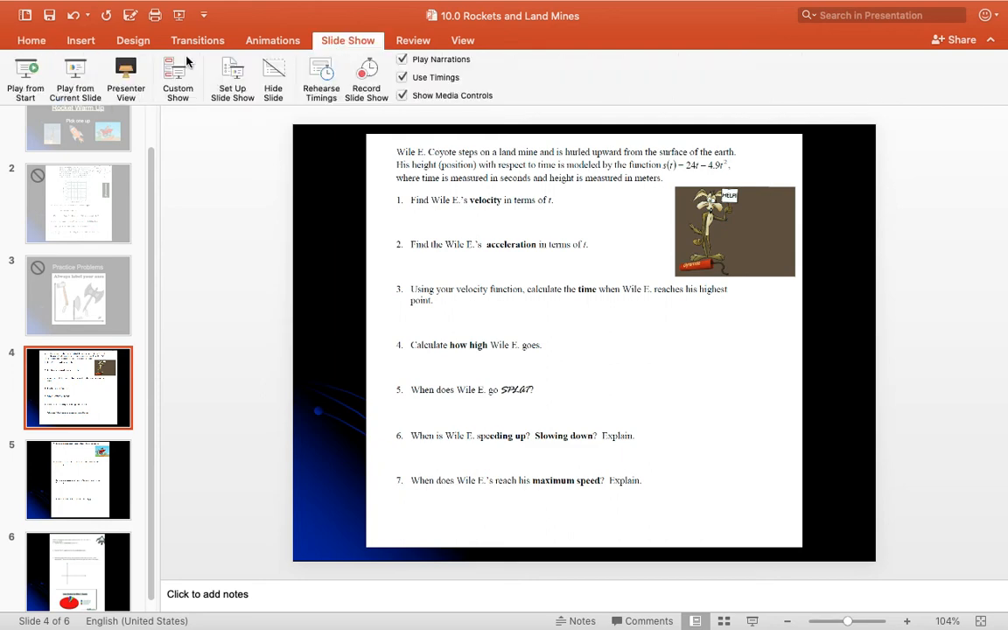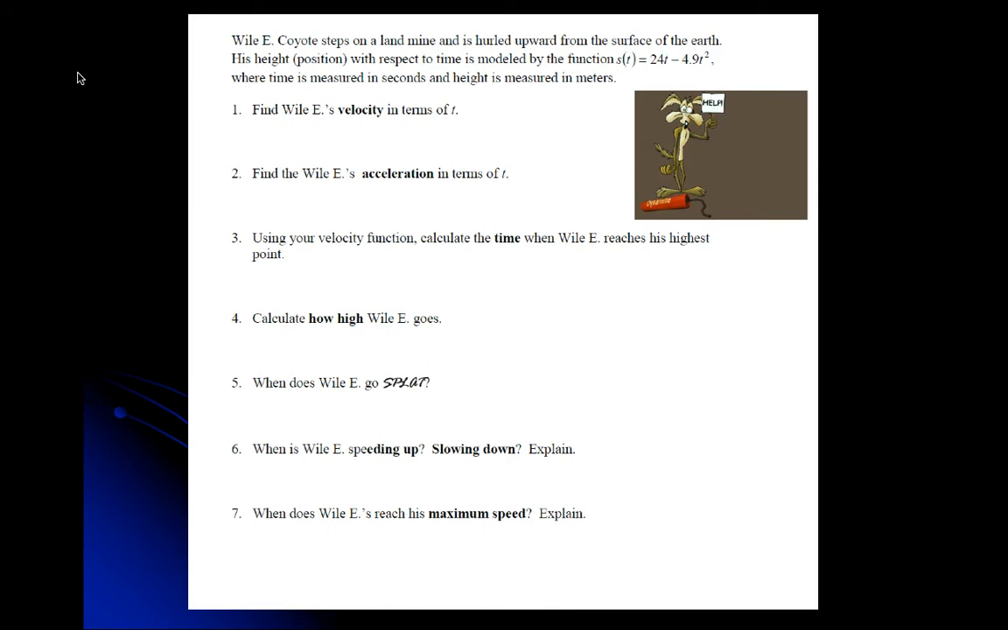Hey kids, so here is our second follow-up lesson to position, velocity, and acceleration. This is just me going through another handout of what type of problem that AP might ask you about PVA. So I want you to notice firstly that I'm giving you a position function.